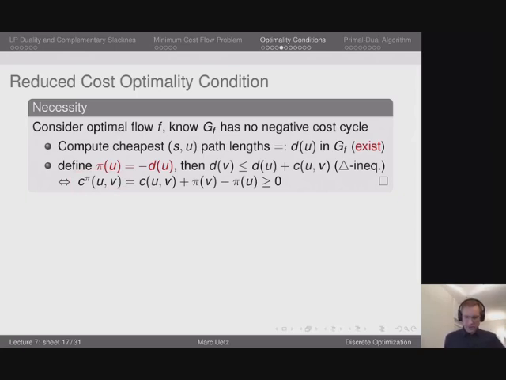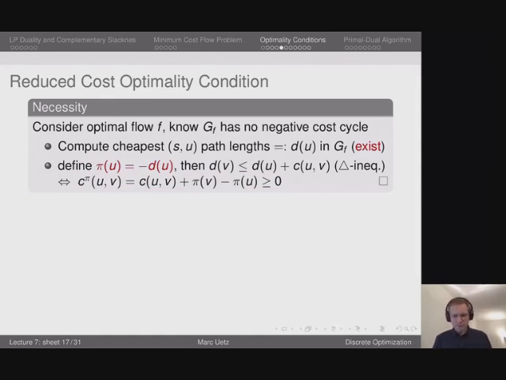Okay, so once again, if I have an optimal flow, I know the residual graph has no negative cost directed cycle anymore. And then I can define these node potentials pi in such a way that these reduced costs are actually non-negative for all the edges in the residual graph. So it's indeed a necessary condition.